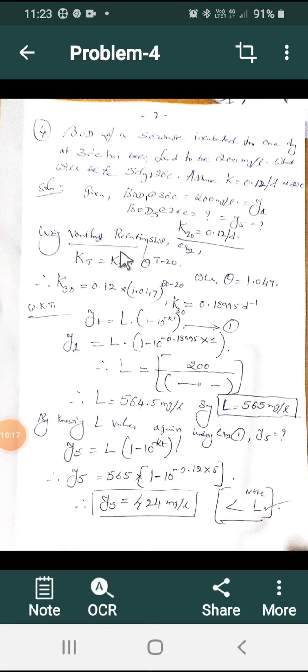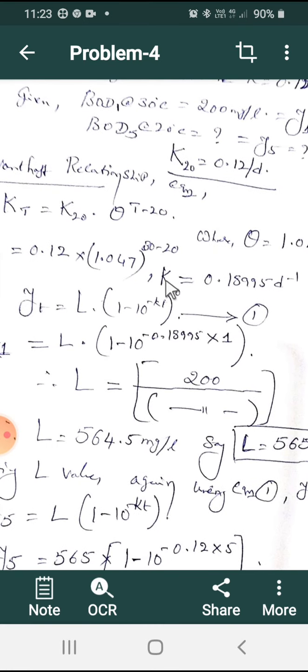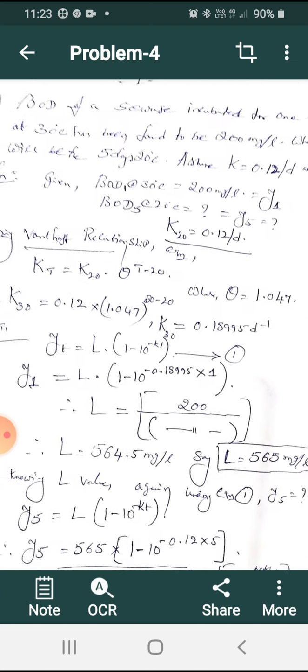We know the van 't Hoff-Arrhenius relationship: Kt is equal to K20 times theta to the power of (t minus 20), where theta is equal to this much. So therefore, what is the value of K30? We have to find K30 because all the other values are known. By substituting all the values, you will get K30 is equal to this much. Got it? Next, the K value we know.